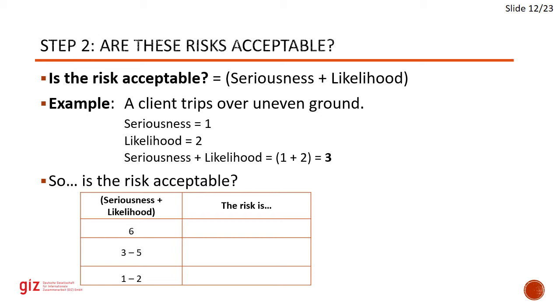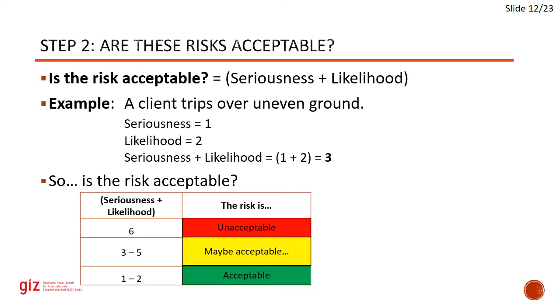Well, if seriousness plus likelihood is equal to 1 to 2, the risk is acceptable. If seriousness plus likelihood is equal to 3 to 5, the risk is maybe acceptable. If seriousness plus likelihood is equal to 6, the risk is unacceptable. So, what does this mean for our example? A client tripping over uneven ground is a maybe acceptable risk.